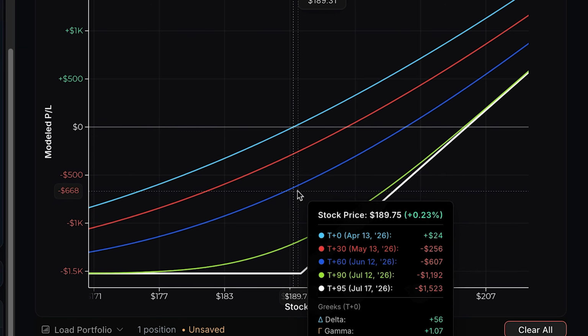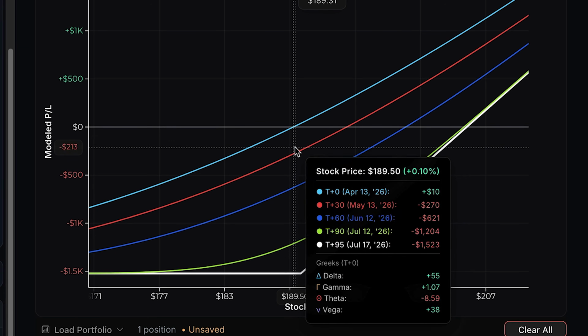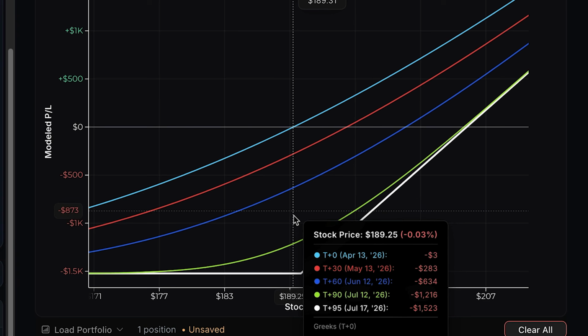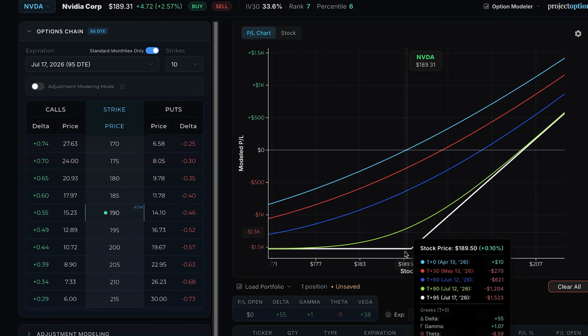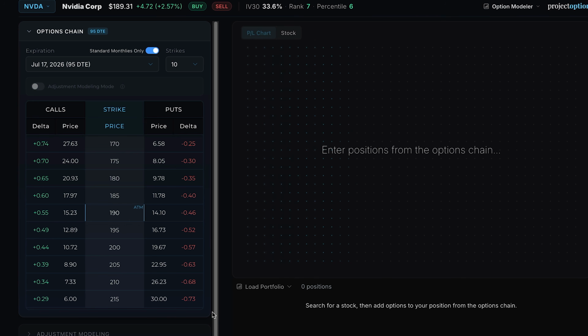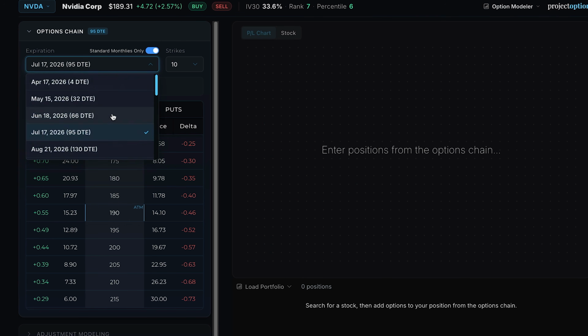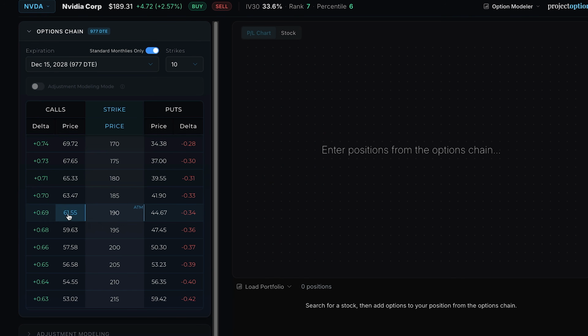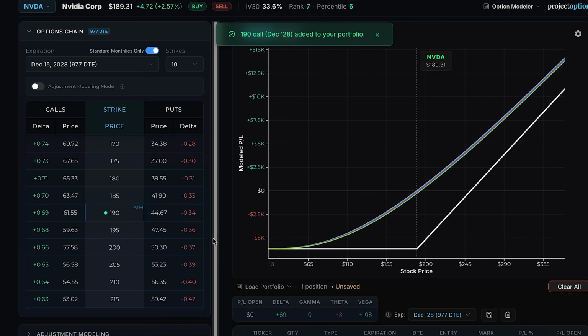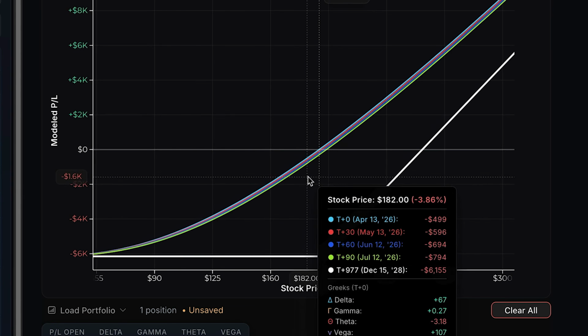These different curves going forward in time help us visualize the time decay of this particular at-the-money call option on NVIDIA. But let's look at these same curves on a much longer term option. I'm going to remove the 190 call from the 3-month expiration. I'm going to go to the 977-day expiration cycle, and I'm going to go to the 190 strike price like we did before. Now we can see these lines are much tighter together.